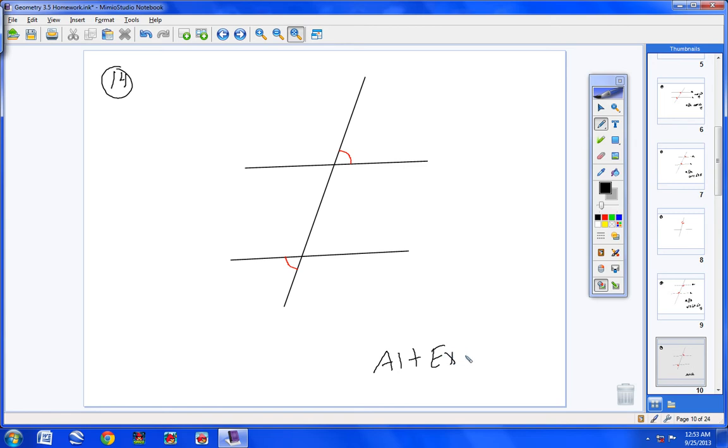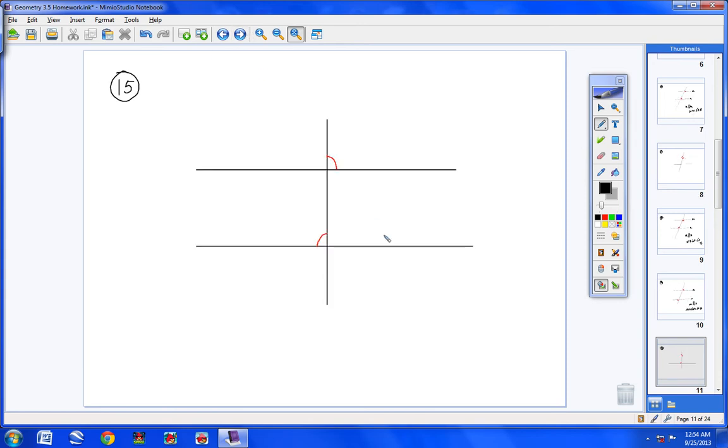So I have alternate exterior angles that are congruent. So yes, I can definitely state that M is parallel to N because we learned that. Anytime the alternate exterior angles are congruent, we can state confidently for sure that the two lines being cut by the transversal are parallel.